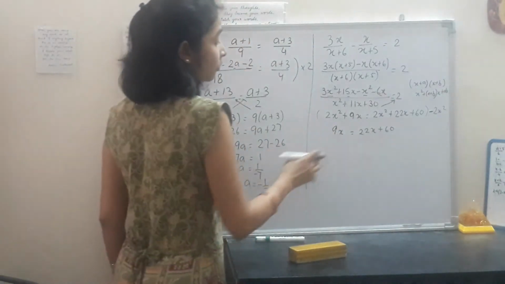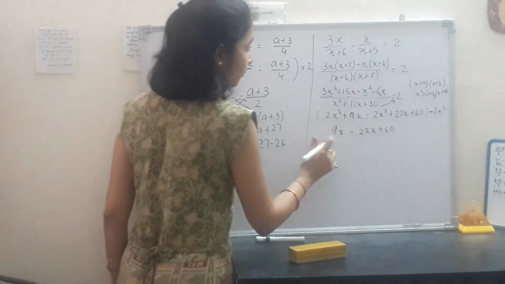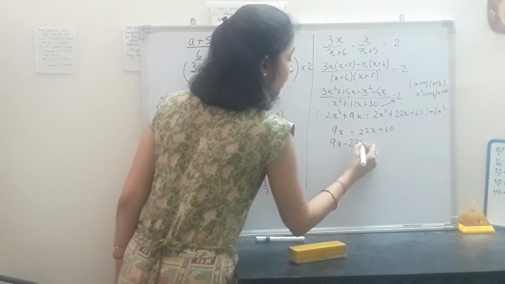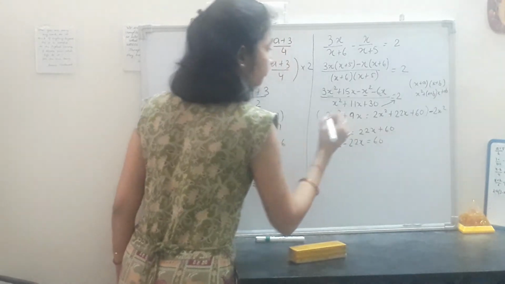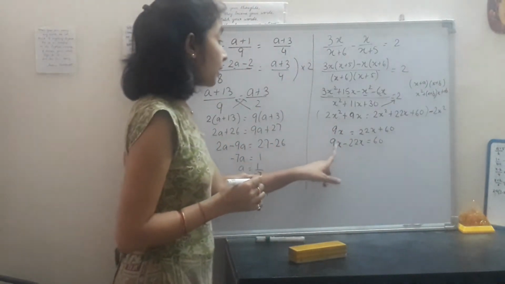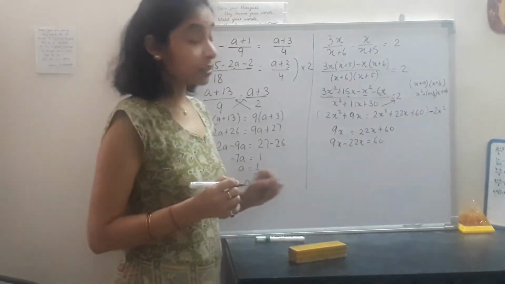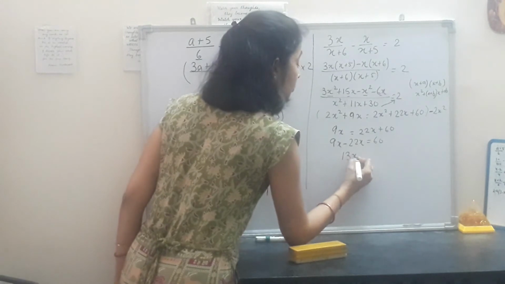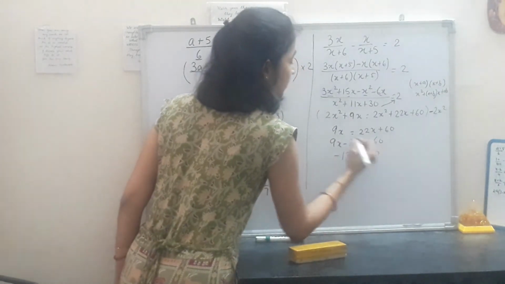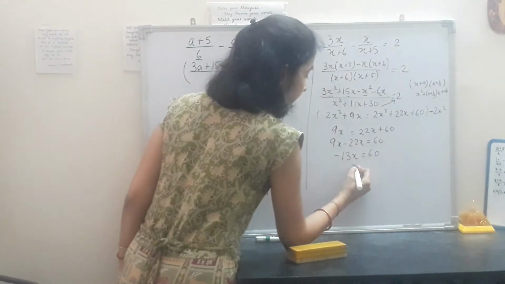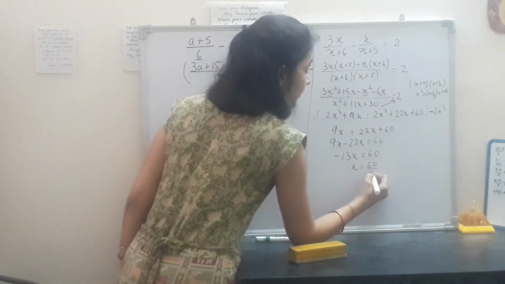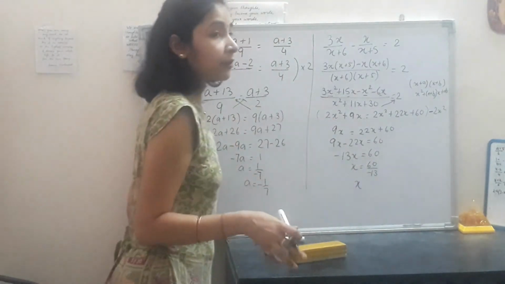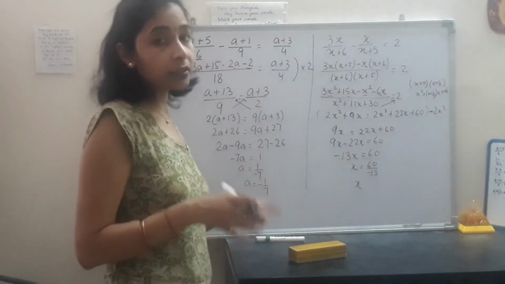Is that clear? Now bringing this 22x on this side, what do we get? 9x, its sign changes. So 9x minus 22x is equal to 60. Now here 22 minus 9 gives us, since 22 is a bigger number, 13. So minus 13x is equal to 60. Now finding out the value of x, x is equal to 60 upon minus 13. Now the whole fraction will be negative, but we have to change it into a mixed fraction, because the answer is never left in an improper fraction.